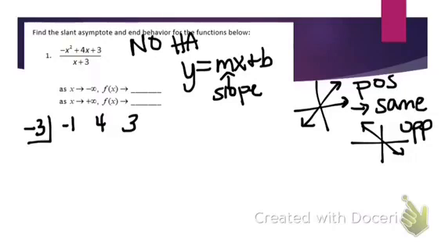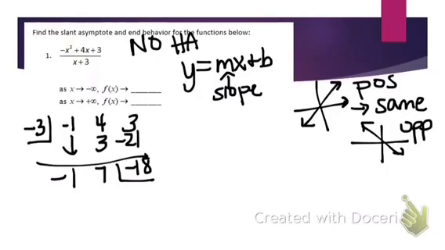Remember, if you are missing a term, you've got to put 0 as a placeholder. The first term always goes down. -3 times -1 will give me a +3. 4 plus 3 is 7. -3 times 7 is -21. That gives me -18. This is my remainder. We do not care about the remainder. This is now my constant, and this is my x to the first, okay?